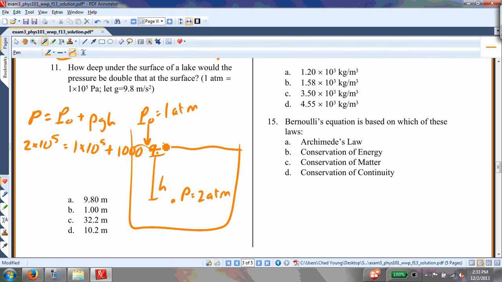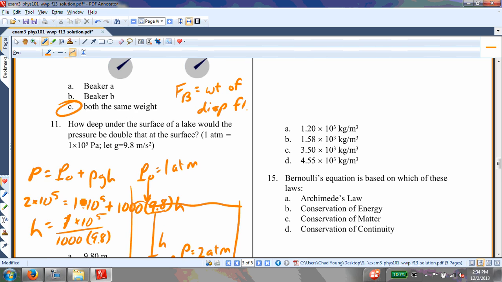(1,000) H. And then I solve this for H. So that's going to be 1 times 10 to the 5th divided by 1,000 times 9.8. The answer then is going to be D, 10.2 meters, or about 30 feet. In fact, if you're a diver, you know that every 30 feet, I think it's 33 feet, that you go out, you increase your pressure by an atmosphere. And we see that here.